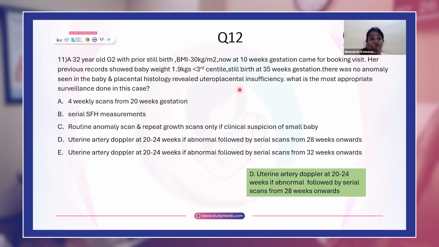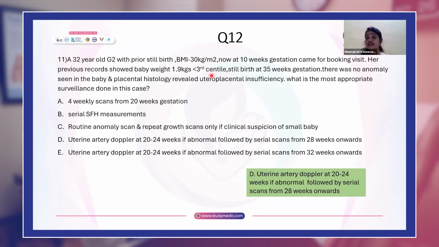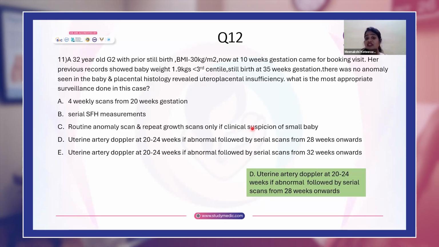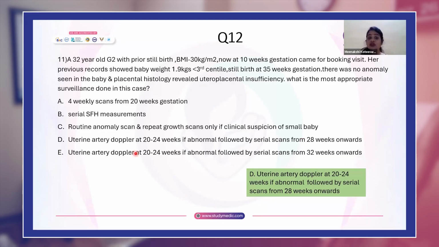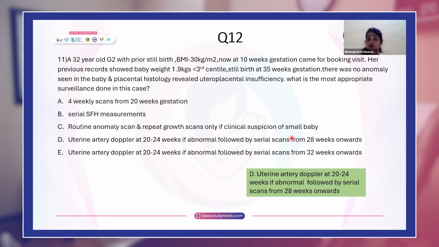As you can see here, she is G2 and has a prior stillbirth. That is one risk factor. Previous records show that the baby was fetal growth restricted, and the stillbirth was at 35 weeks of gestation. So in this pregnancy, what are you going to do? Four weekly scans from 20 weeks of gestation with serial SFH measurements is just not sufficient. Routine anomaly scan and repeat growth scans only if there is clinical suspicion of a small baby? No. Uterine artery Doppler would be done, yes. And if it is abnormal, followed by serial scans from 28 weeks onwards, or from 32 weeks onwards? If it is abnormal, you need more vigilant monitoring. Therefore, you do serial scans from 28 weeks onwards.